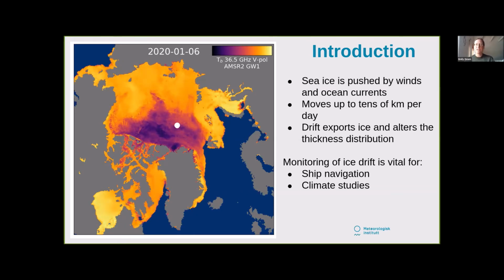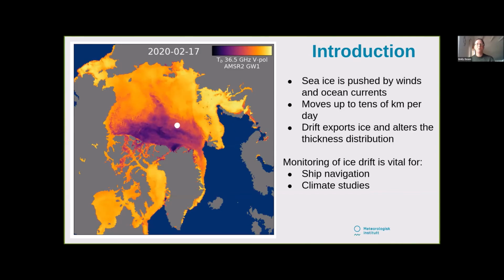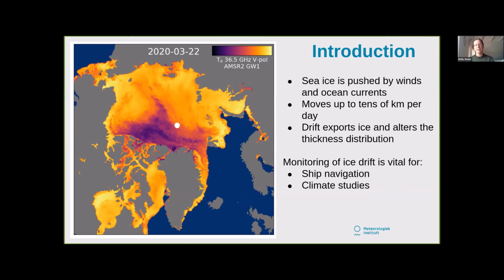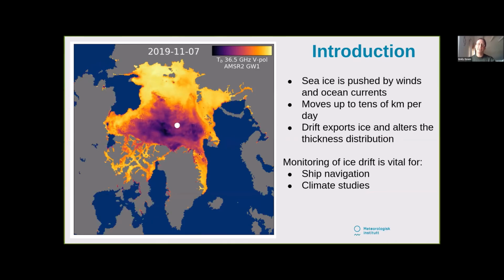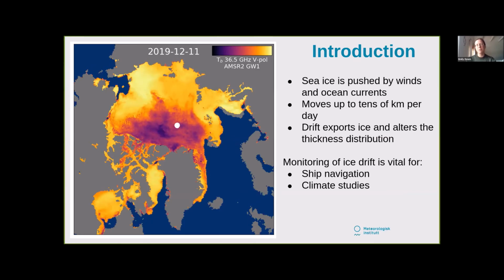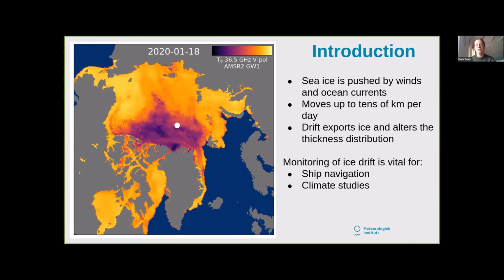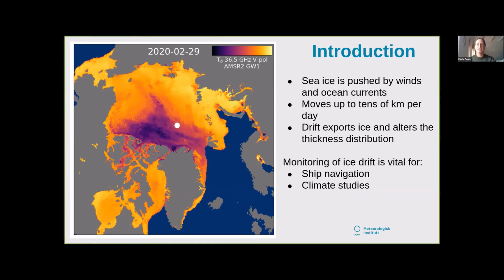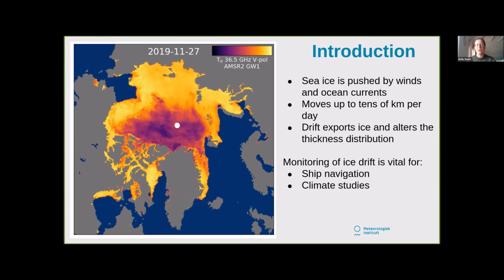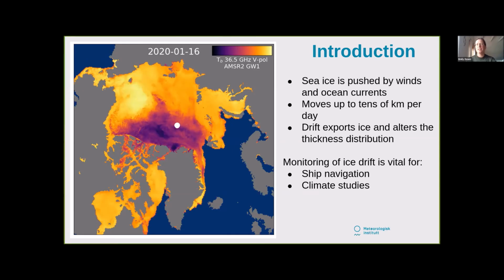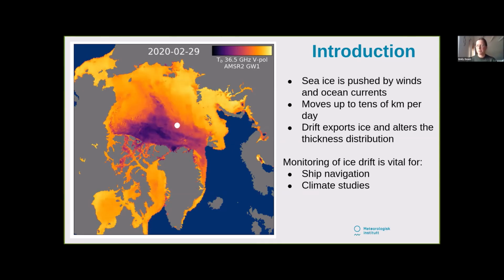So ice drift exports ice to and from different regions. It alters the thickness distribution. So it's really vital to monitor sea ice, both for ship navigation when you have leads opening and closing, and you can have regions where the ice is crushing together and getting thicker. And it's also very important for climate studies.